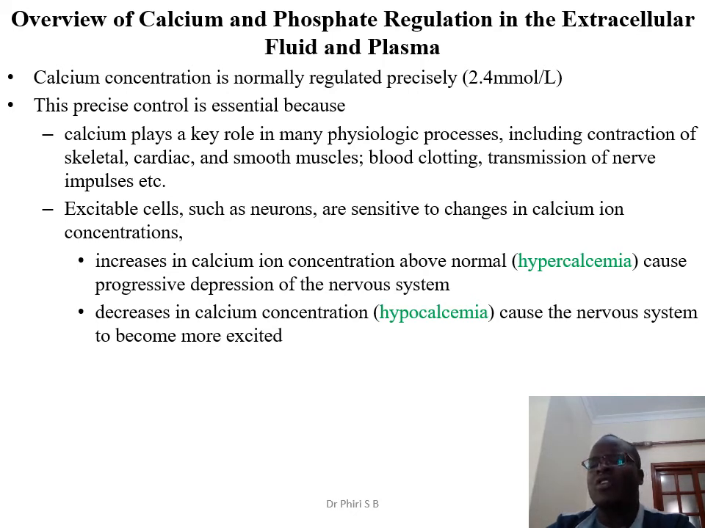So if you have a lot of calcium in the extracellular fluid compartment, that will cause the nervous system to become impermeable to sodium. That will also cause depression of the nervous system, because now for you to initiate action potentials, it will be very difficult. Sodium won't be entering the nervous cells, so that in itself will cause depression of the nervous system. The firing of action potentials will be less.